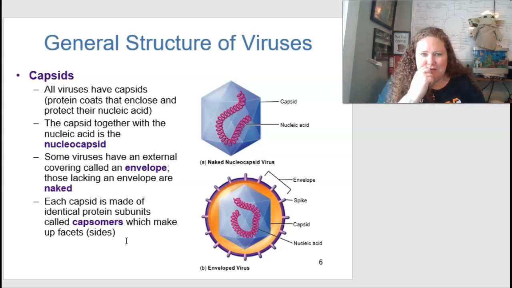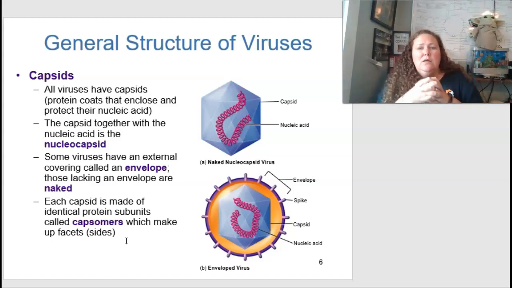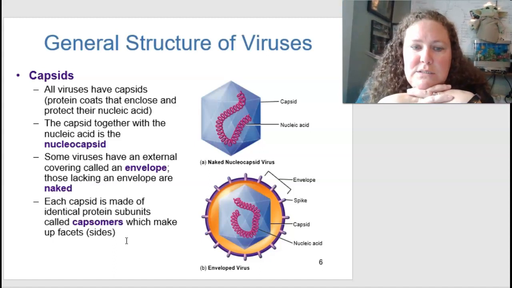So the general structure of viruses: all viruses have capsids, and those capsids are protein coats that enclose and protect the nucleic acid. The capsid together with the nucleic acid is called the nucleocapsid. And you guys have known so far that I am very big on root words, right? So nucleo would be nucleus, capsid is capsoid. So just break it down and combine it when we have to come up with new words, okay?